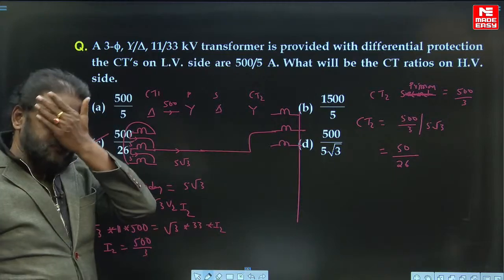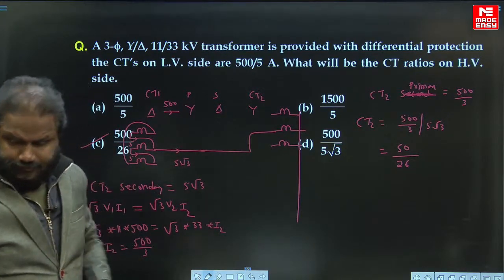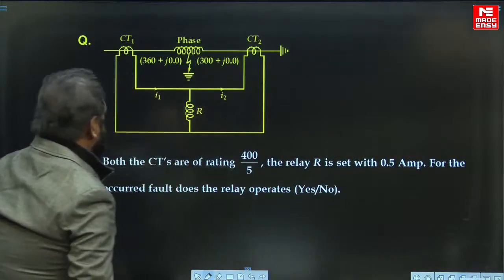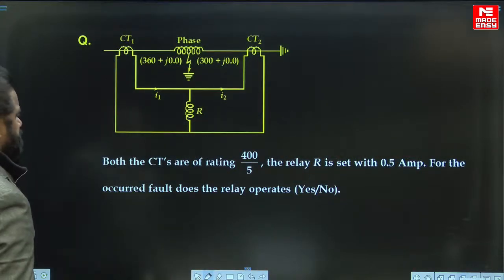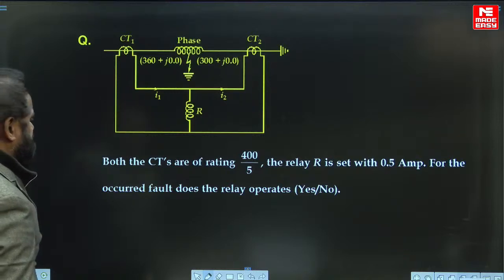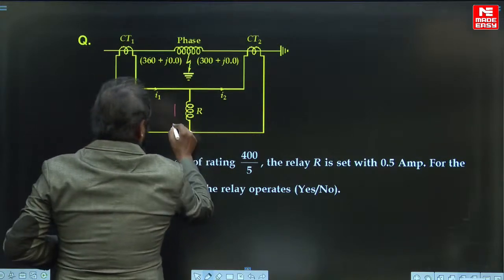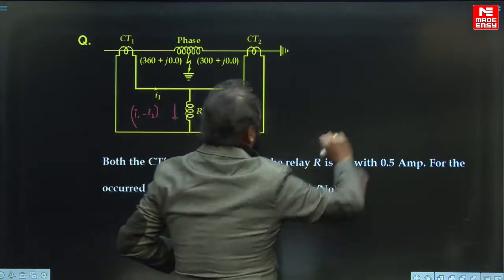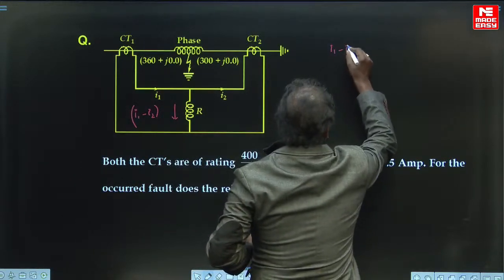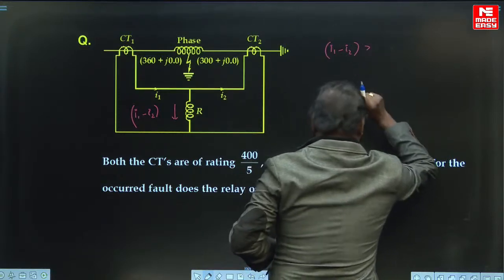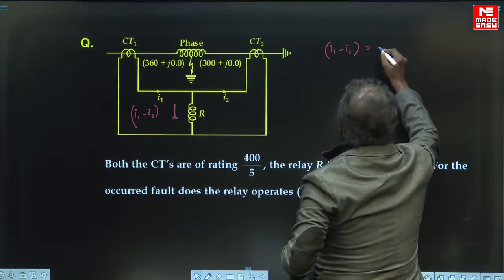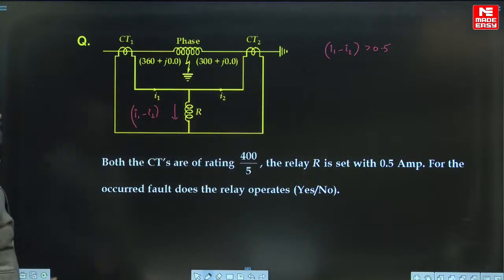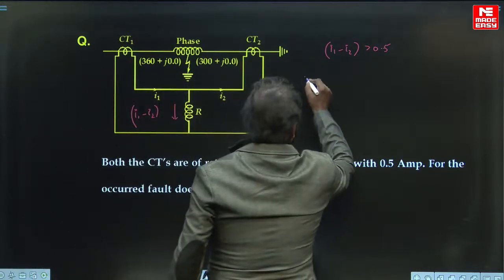Next. So here is another one: both the CTs are connected to the relay set with 0.5. For the occurred fault, does the relay operate or not? So the current coming through this one can be taken as I1 minus I2. So what should happen? I1 minus I2 must be greater than 0.5. If for this fault the differential current is more than 0.5, then the relay will operate, otherwise the relay will not operate. So estimate the I1.